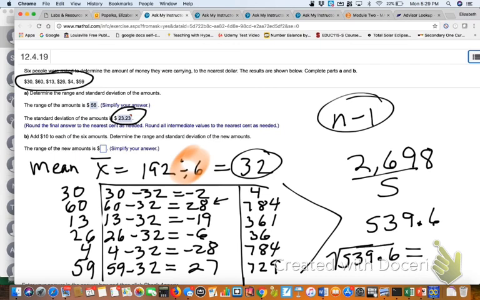And last but not least, you need to square root 539.6. And if you do that, you get a pretty crazy decimal. That's what happens anytime you find the square root of a number that is not a perfect square. It comes out to be 23.229, and then a whole bunch of other stuff, which is why the book just rounds it, because we're talking about money. You round it to that decimal place, so that's why they rounded it to $23.23.